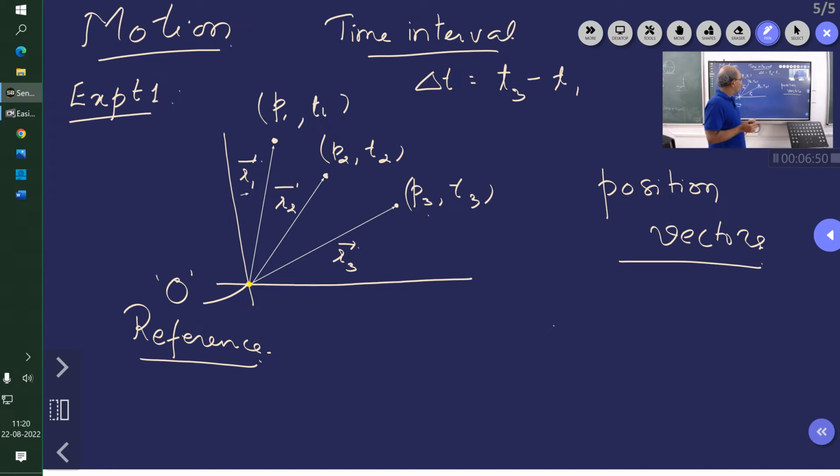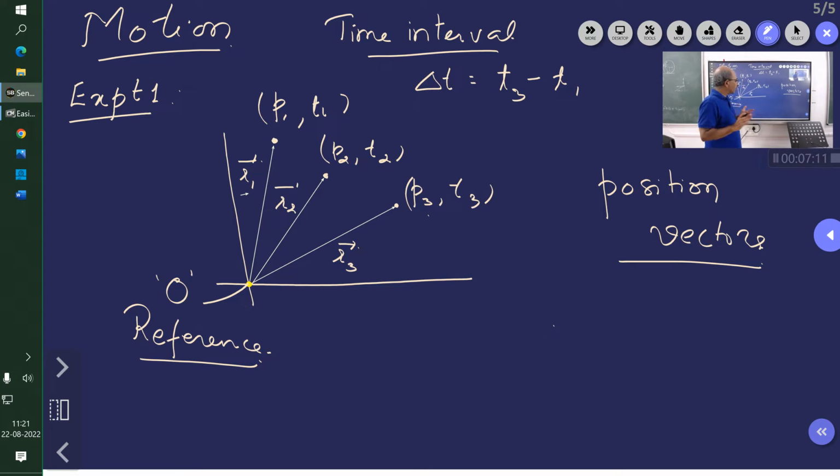It's not in hours. So during this time, which time? T3. See, I am moving the duster like this. I started at T1, and T1, T2, T3. I ended at T3. So this time interval T3 minus T1, I am calling it the time interval delta T.